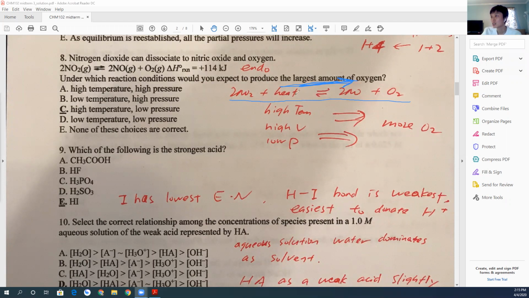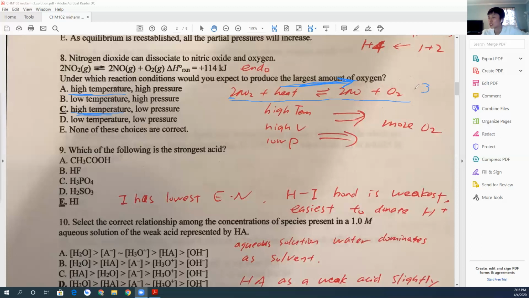So we can increase the amount of heat, which means increasing temperature. So we want high temperature, and A and C give you high temperature. And also in terms of high or low pressure, remember, pressure and volume have an inverse relationship. So we count the total number of coefficients for these gas molecules. They're all gases. For the reactant, you have a coefficient of 2, but for your products, you have 2 plus 1, so it's 3.